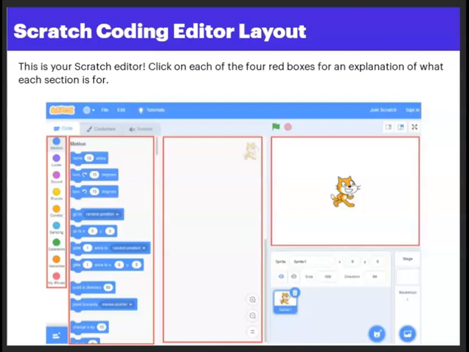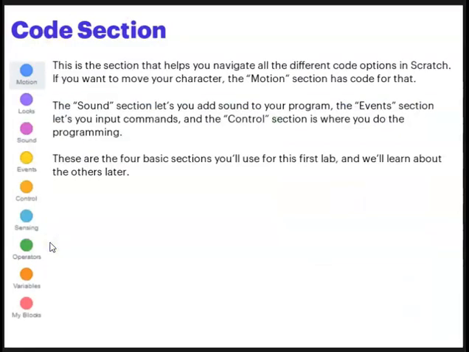Scratch coding editor layout. This is your Scratch editor. Click on each of the 4 red boxes for an explanation of what each section is for. Code section. This is the section that helps you navigate all the different code options in Scratch. If you want to move your character, the Motion section has code for that. The Sound section lets you add sound to your program. The Events section lets you input commands, and the Control section is where you do the programming. These are the 4 basic sections you'll use for this first lab, and we'll learn about the others later.